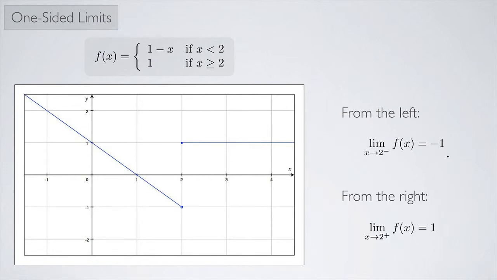And then from the right, we see that the limit as x approaches 2 with a little superscript plus sign here means as x approaches 2 from the right, the limit of the function was positive 1.